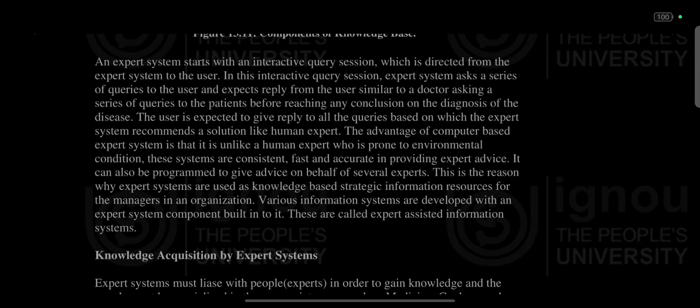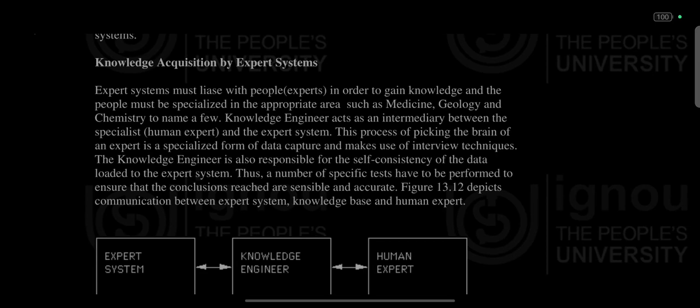The advantage of a computer-based expert system is that, unlike a human expert who is prone to environmental conditions, these systems are consistent, fast and accurate in providing expert advice. It can also be programmed to give advice on behalf of several experts. This is the reason why expert systems are used as knowledge-based strategic information resources for the managers in an organization. Various information systems are developed with an expert system component built into them. These are called expert assisted information systems.